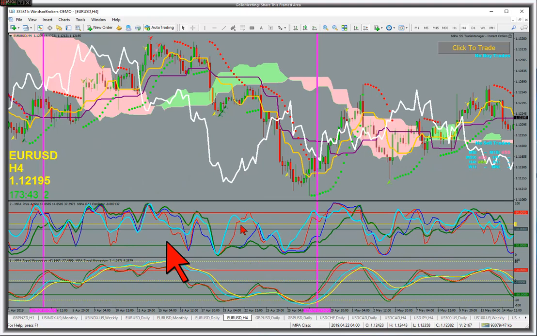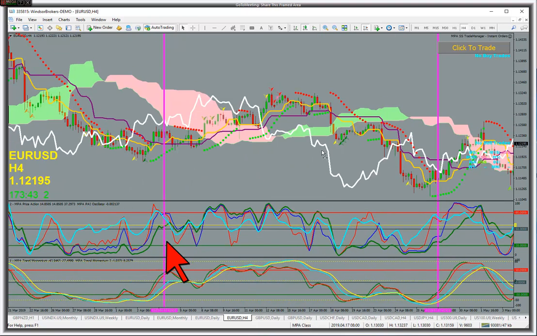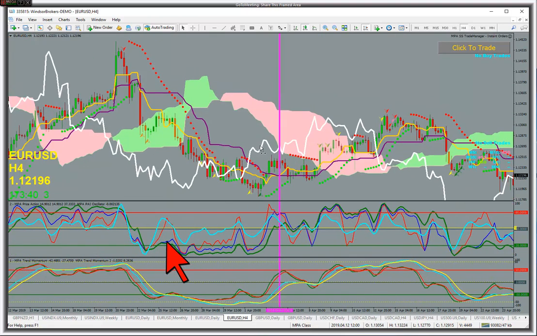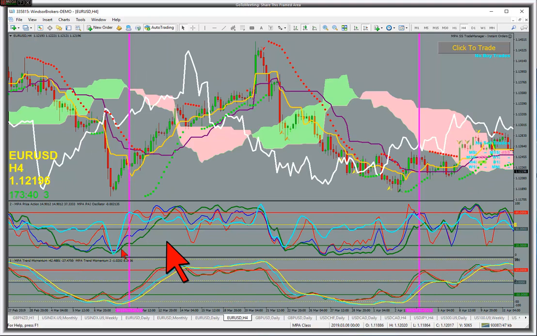And notice, every time we had a hook and cross pattern on the daily, the lower time frame had already started with a hook and a cross. Here, this is a little bit later in here. It actually happened a little bit earlier, but you can see when that daily first started to hook, my 4-hour already has a PAI hook and a trend momentum cross. That is money, because it's the only way it happens.